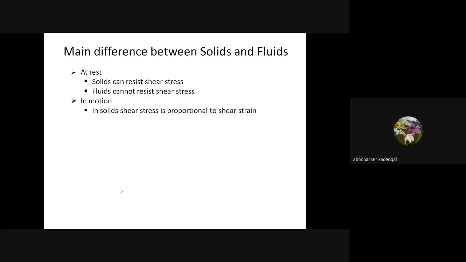In motion, in solids, shear stress is proportional to shear strain because we have a finite shear strain in solids, when it is deformed. In fluid, shear stress is proportional to rate of shear strain, because fluids are continuously deforming, whereas solids have finite deformation. So when it is continuously deforming, there is a rate of shear strain. In fluids, shear stress is proportional to rate of shear strain.